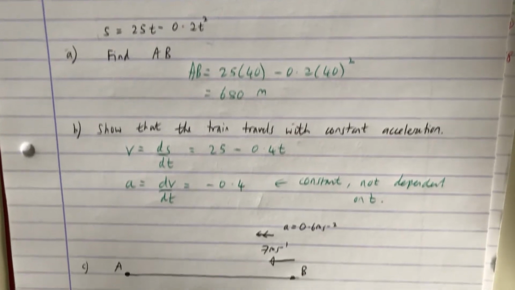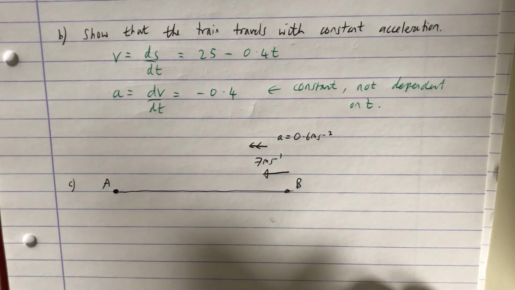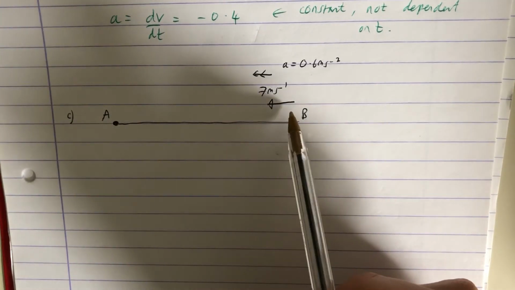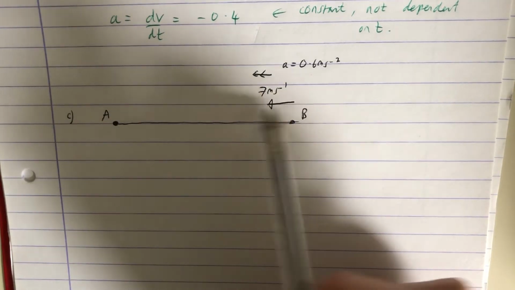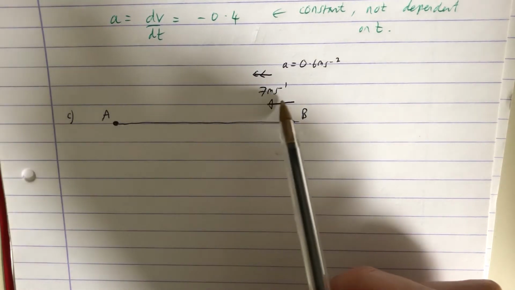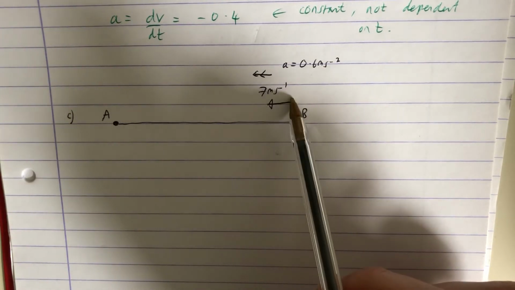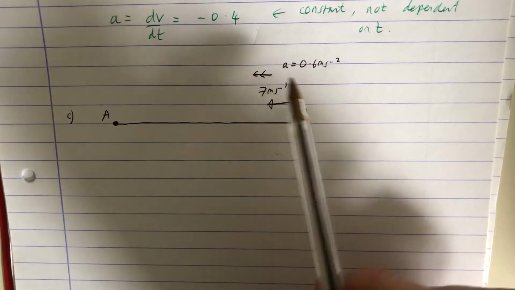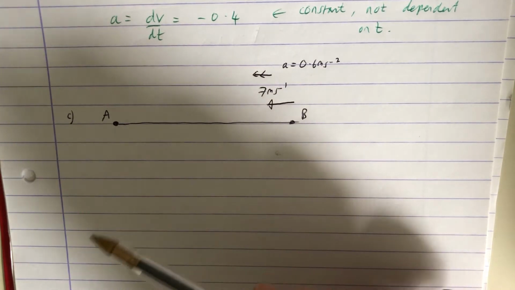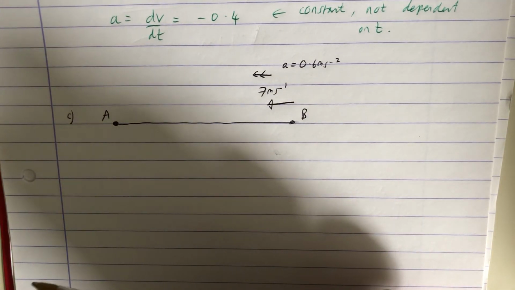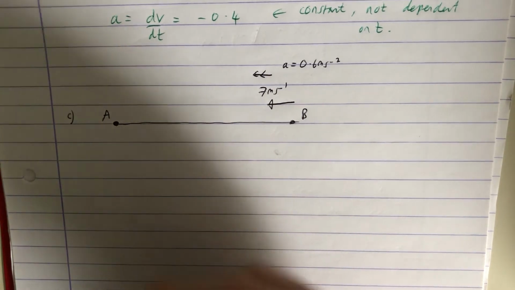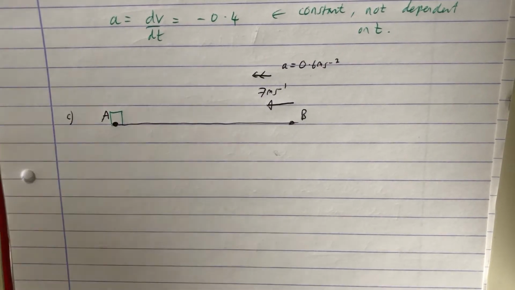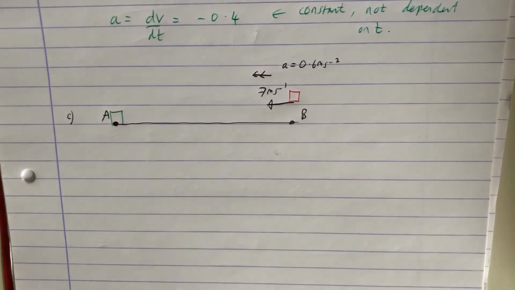And then part C, the actual difficult part, is the same question now, but you've got a bird which is starting at B, moves in the opposite direction to the train with an initial speed of 7 meters per second and an initial acceleration of 0.6 meters per second squared. And at some point, the bird and the train are going to be above each other or next door to each other. So let's just say that's the train there, and that's the bird there.